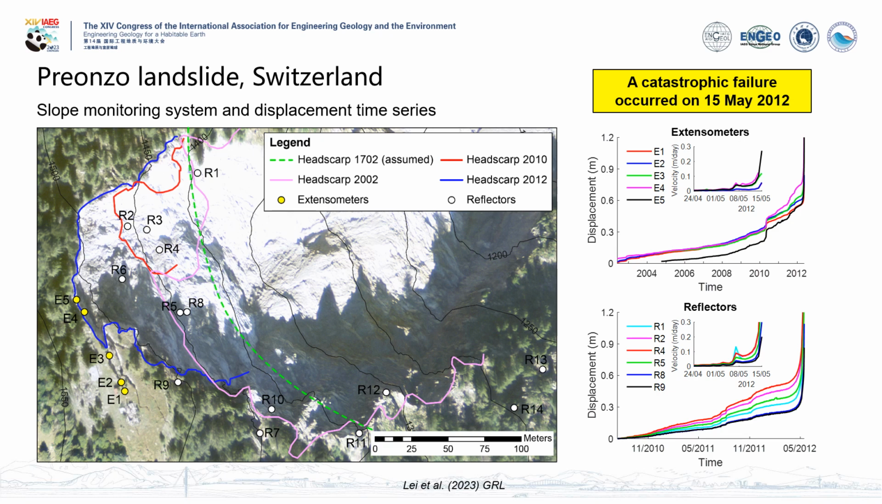Many landslides in the natural system exhibit similar strength degradation behavior over time. As you can see here, the Priando landslide exhibits a long period of secondary creep before entering into an acceleration crisis in early May 2012, and this crisis ended with a catastrophic failure on 15th May 2012.